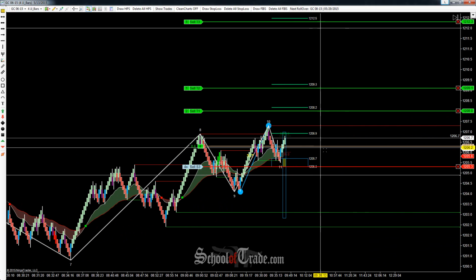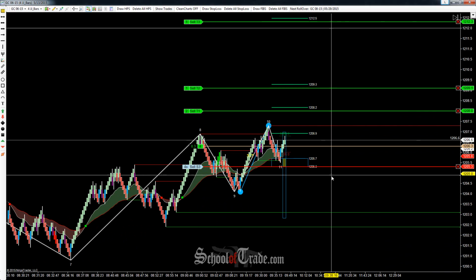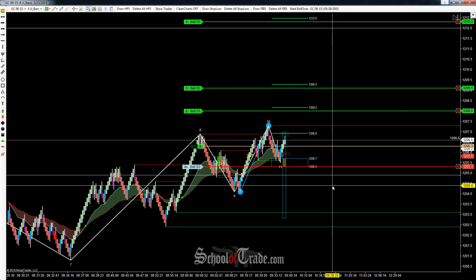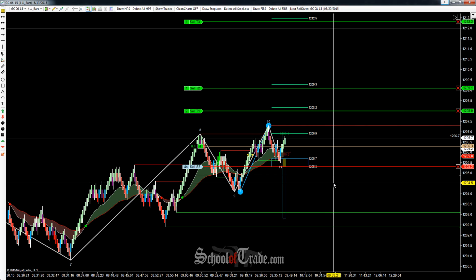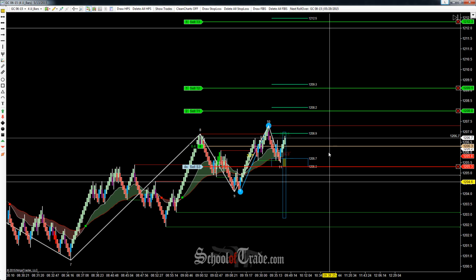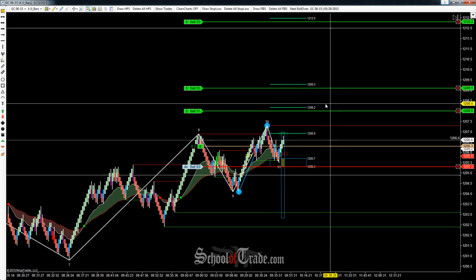The one issue that we're running into is our entry at 1206.3. The first target's at 1206.9, so it's just not big enough for a first target. So instead of going to 1206.9 for our first target, we're going to be looking at going for a larger first target at 1208, just that next level above there.